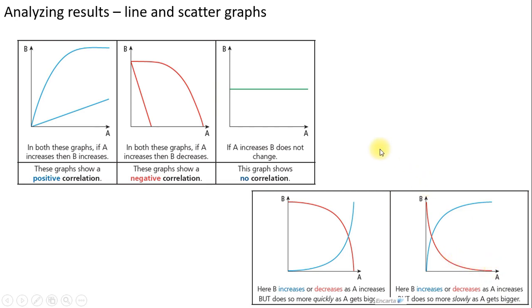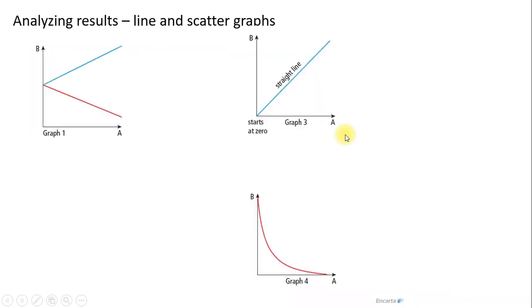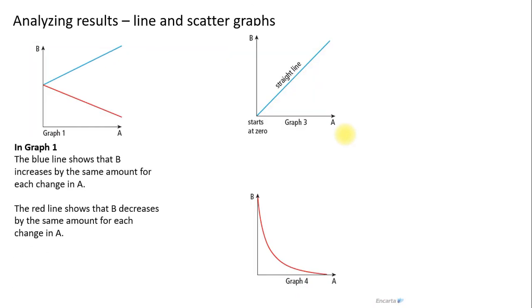There are other ways we can analyze our results, especially when it's a line graph like this. In graph 1, the blue line shows that B increases by the same amount for each change in A. The red line shows that B decreases by the same amount for each change in A.